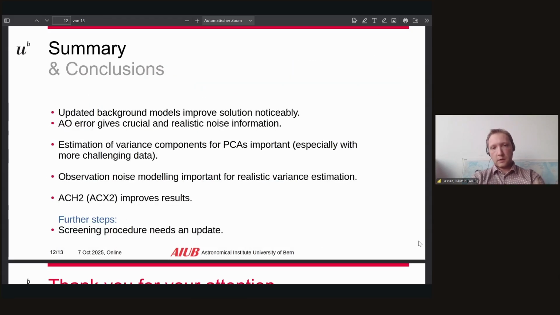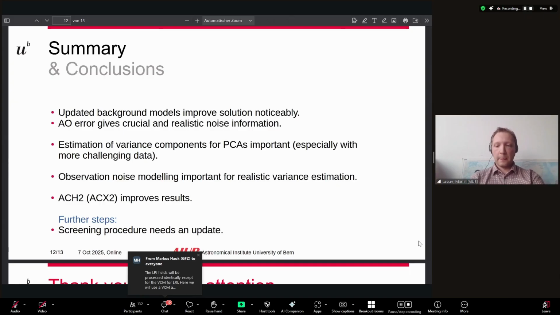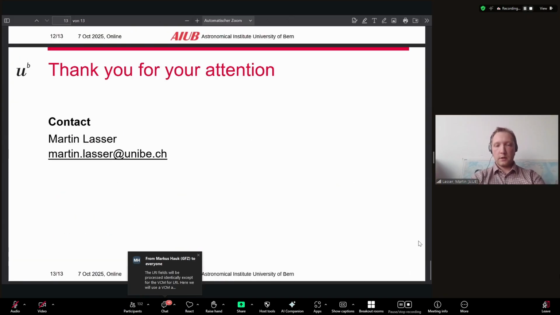We have updated the background models, which really improves the solution noticeably. The AO error is very good and crucial. One should definitely use it. For us, it's very important to estimate proper variance components for our piecewise constant accelerations. Realistic variance information is given by proper observation noise modeling. ACX2 for the white pointing months are very important. And the next step for us is hopefully to finally update our course screening procedure. So thanks for your attention, and I'm happy to answer questions.